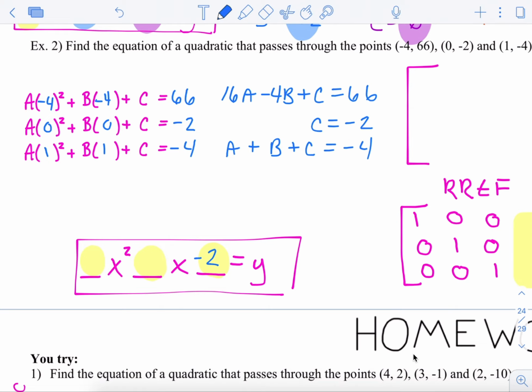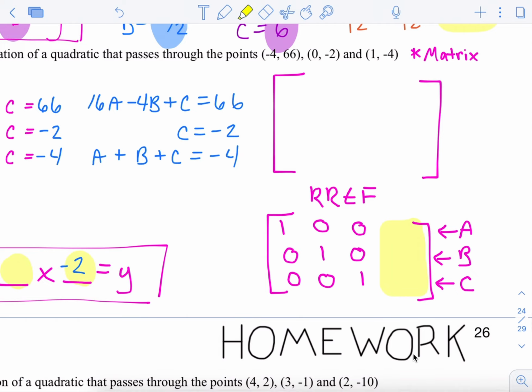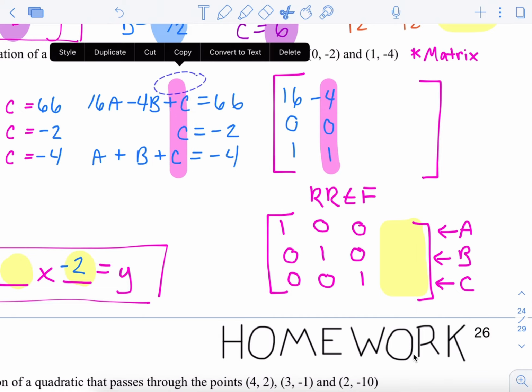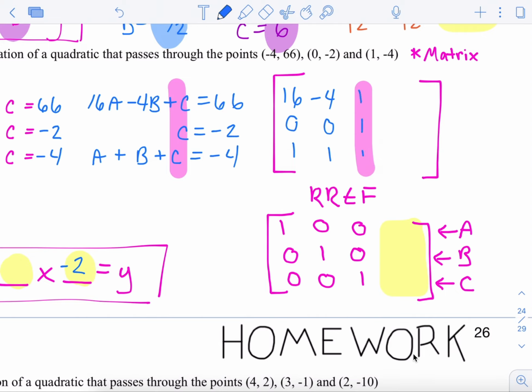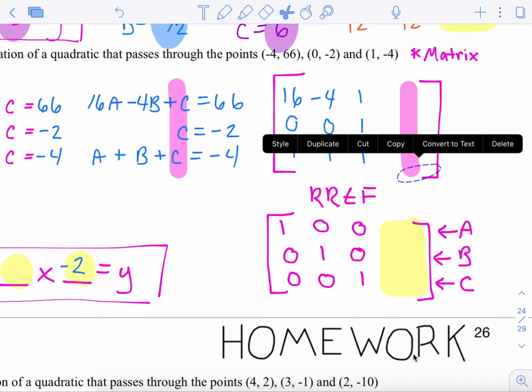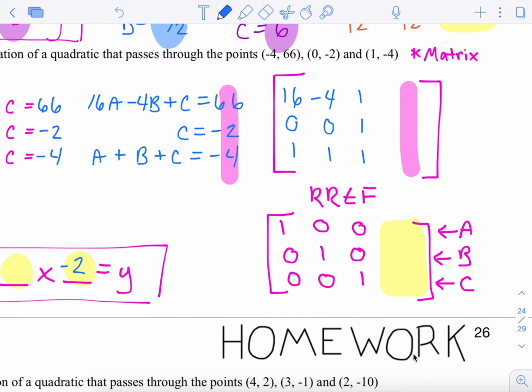We're going to move that straight into making my coefficients for my matrix. So the first column is going to be my a. So I have 16, 0, and 1. Next column is all about the b's. So I have -4, 0, and 1. Then my c's. That gives me 1, 1, and 1. Nothing fancy there. And finally, my equal numbers, which are 66, -2, and -4.